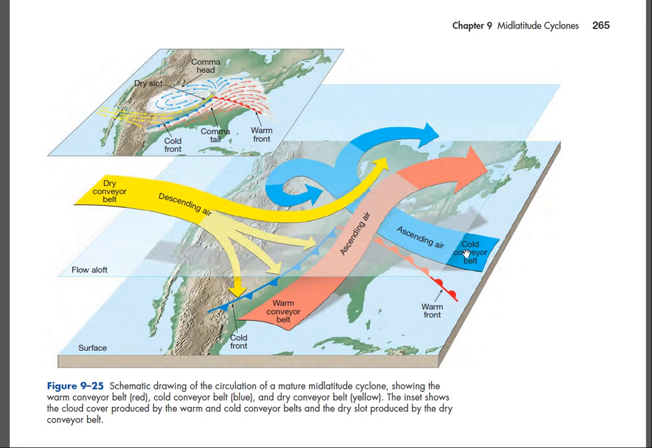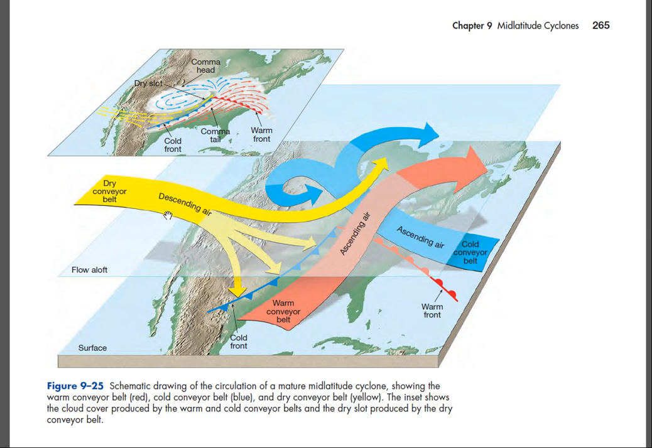Flowing beneath the warm conveyor belt, this air is moistened by the evaporation of raindrops falling through it. Near the Atlantic Ocean, this conveyor belt has a marine origin and feeds significant moisture into the storm. Convergence causes this air stream to rise as it nears the center of the cyclone. During its ascent, this air cools adiabatically, becomes saturated, and contributes to the cyclone's precipitation.